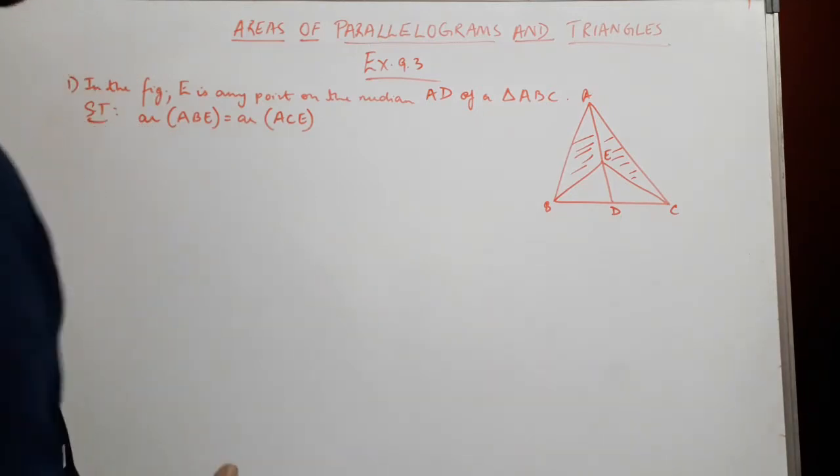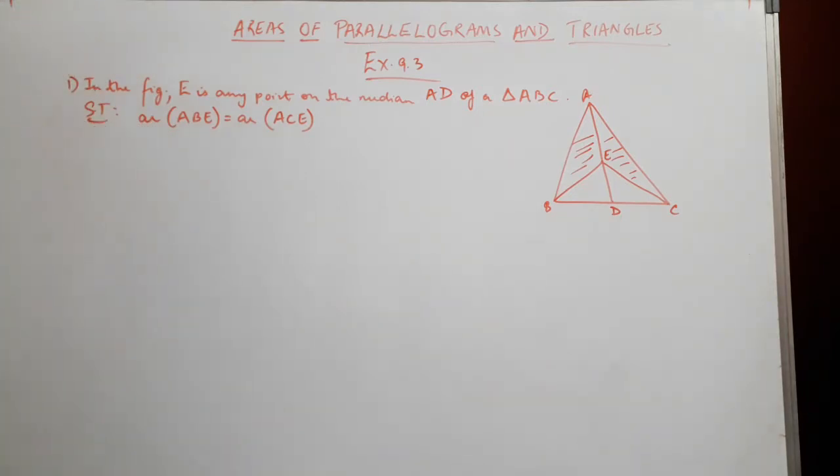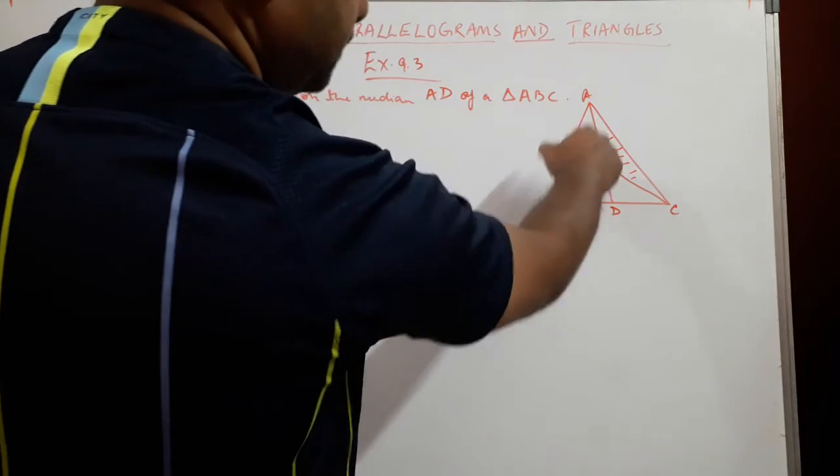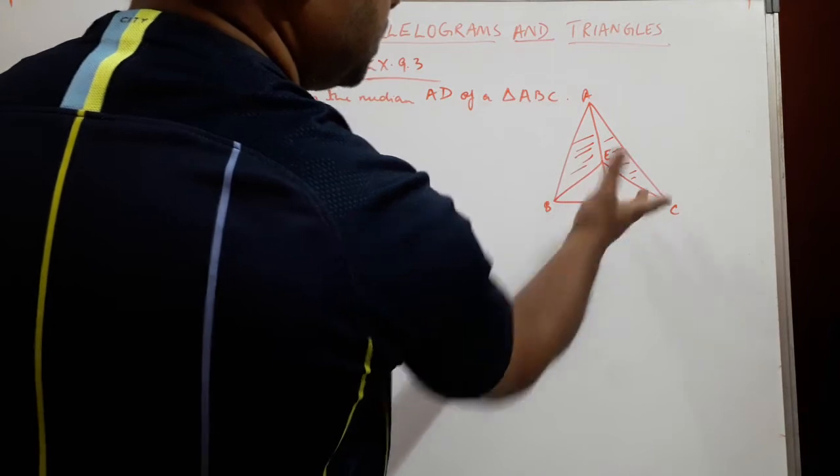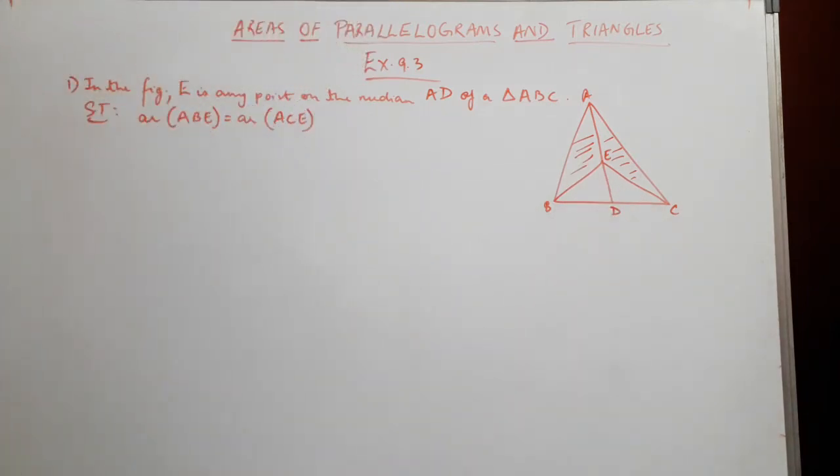One thing we need to know about medians is that the median of a triangle divides the triangle into equal areas. Which means AD is the median of triangle ABC, so it divides this triangle into two equal areas. That is something we need to know about medians, so we'll use that property in solving this problem.